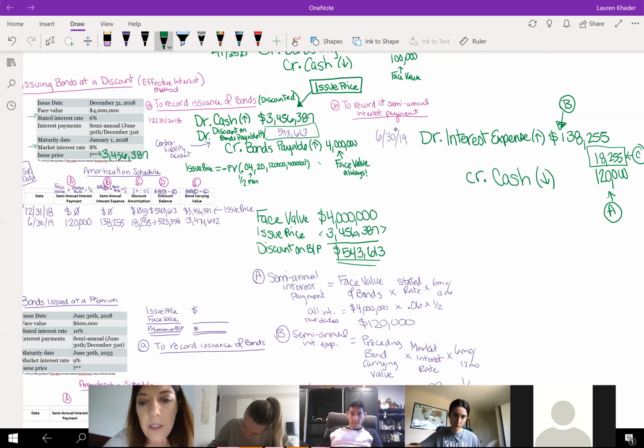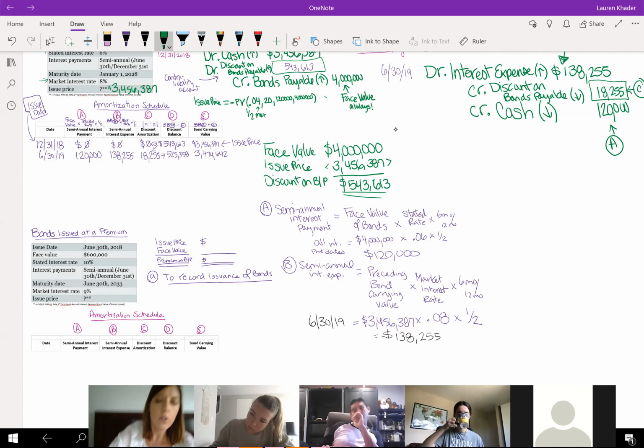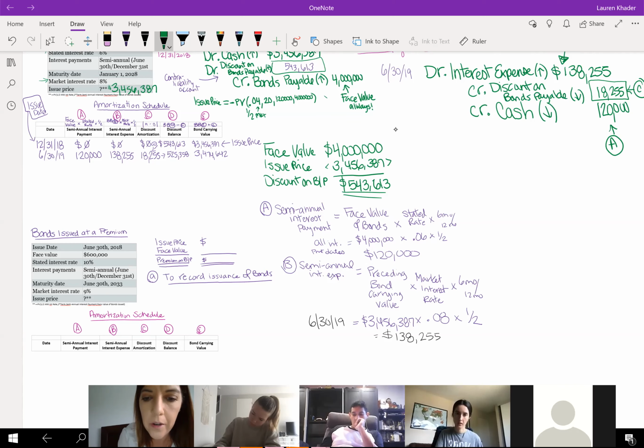And we need to credit, and it's not discounting amortization, that's not the account, but we're taking it directly from our discount account. So we're going to credit discount on bonds payable. And it is reduced by 18,255. So the amortization schedule is what we use to help us figure out how much we're going to record in our journal entry.